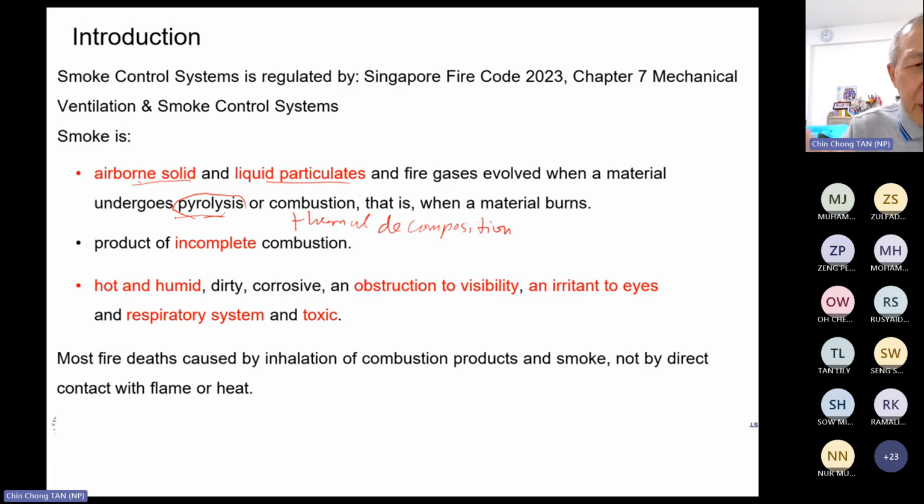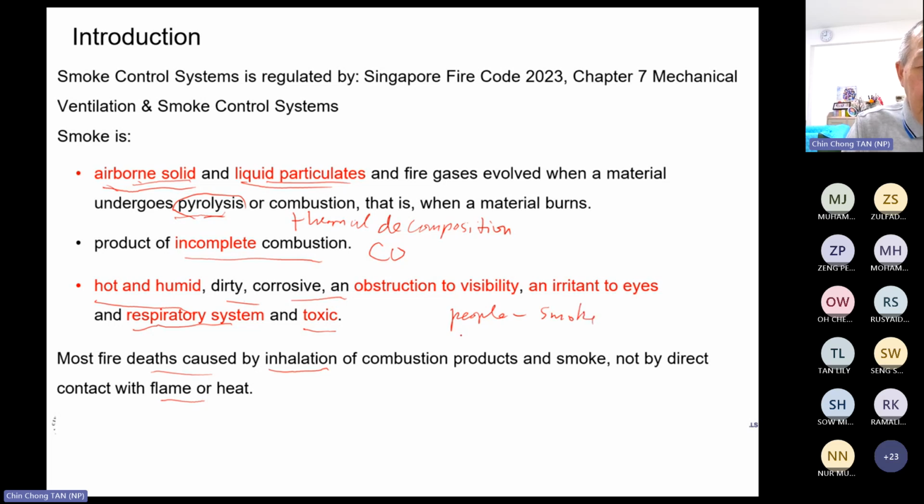During this process of pyrolysis, there'll be a lot of airborne solids, liquid particles, and so on. Products of incomplete combustion, meaning CO. And a lot of hot and humid stuff, dirty, corrosive, and it will impair our visibility. We all know that all these will affect our respiratory system, breathing apparatus, and are also toxic. Most fire deaths are caused by inhalation, breathing in of combustion products and smoke, not direct contact with the flame. These are the things that the Civil Defence likes to highlight. They say people die or get incapacitated by smoke.